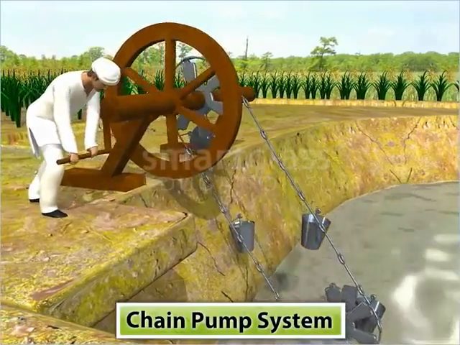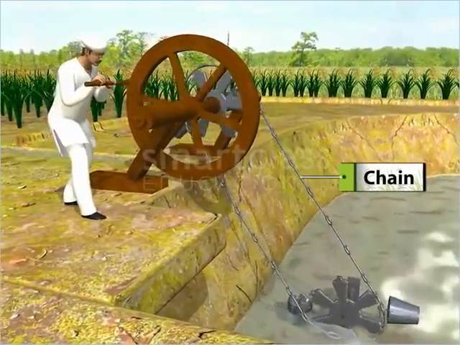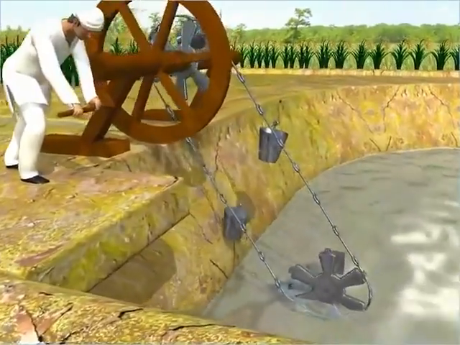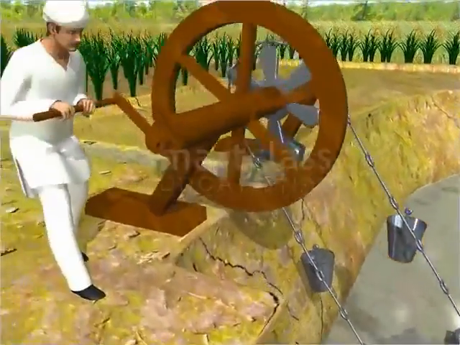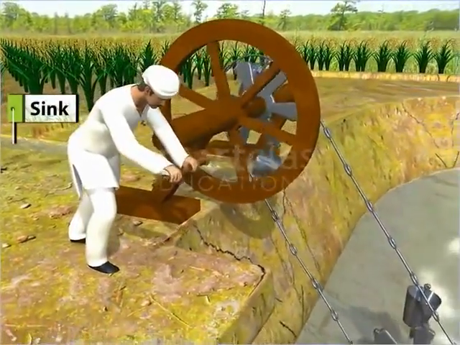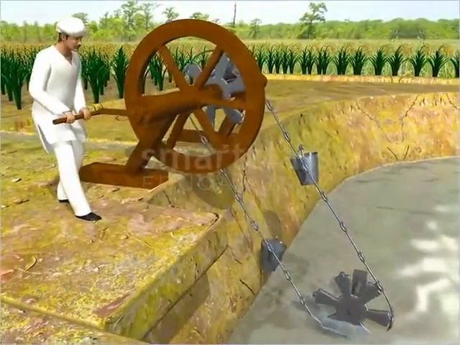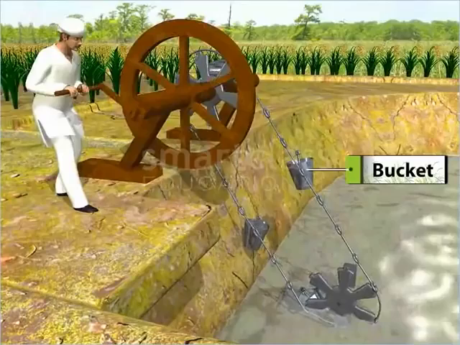In a chain pump system, two large wheels connected by a chain are positioned at an angle to each other. One wheel is near the source and the other is near the sink. One end of the chain dips into a pool of water. The chain carries the buckets.